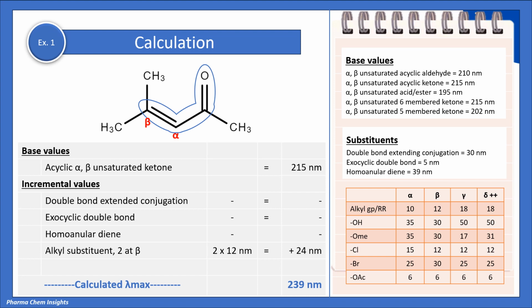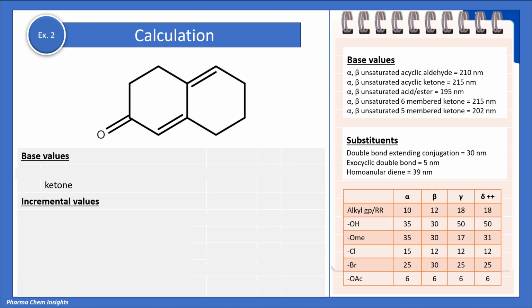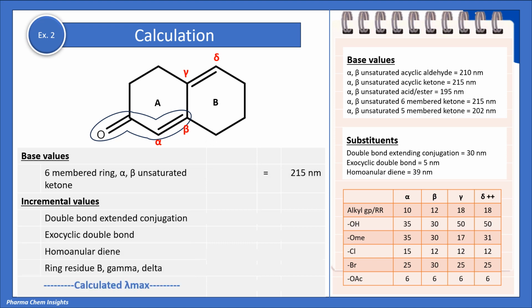Let us go to see example 2. Okay, we have a 6-membered ring ketone alpha beta unsaturated compound. Let us name the carbons first. We will also name the rings for better understanding. So we have here alpha beta unsaturated ketone 6-membered ring. So the base value is 215 nanometer. Let us see the increments now.